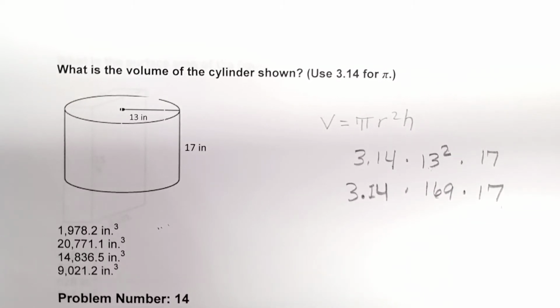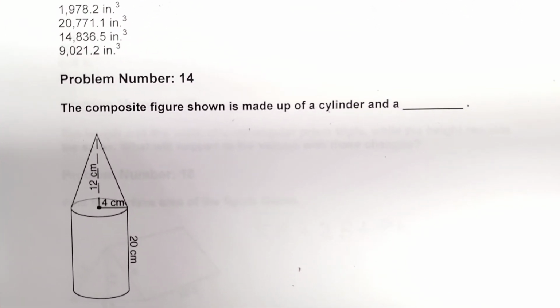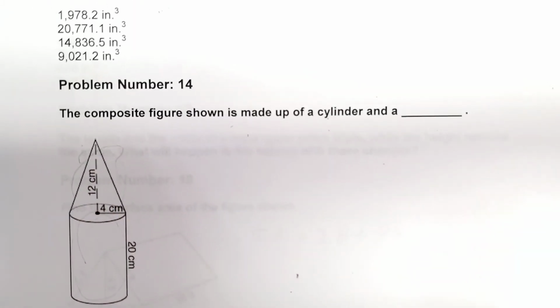All right, moving on to number 14. The composite figure shown is made up of a cylinder. This is the cylinder. And a what? A dunce cap? A cone.